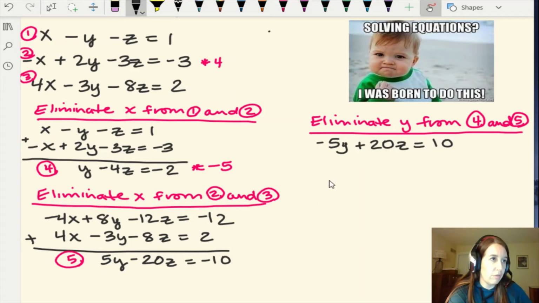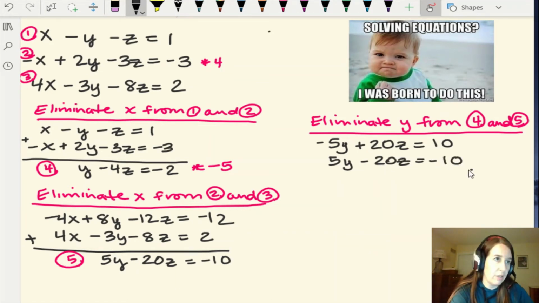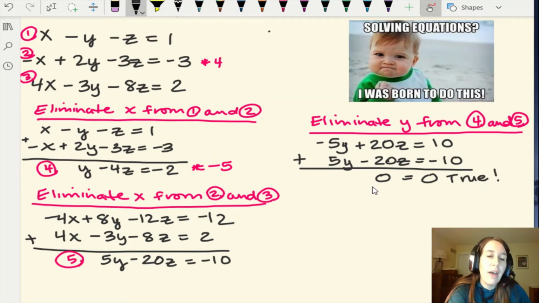Write equation 5 down, 5y minus 20z, oh, interesting, equals negative 10. Okay, so you're probably noticing that when we add these together, you're getting 0 on the left and 0 on the right. Uh-oh, okay, so that is a true statement. And so that means that there is a solution. There are infinitely many solutions, but we actually have to define those solutions.